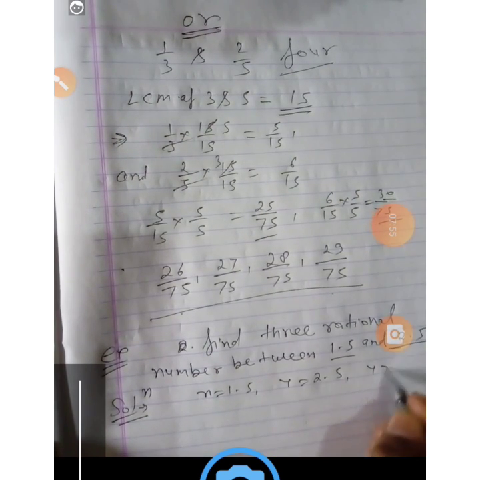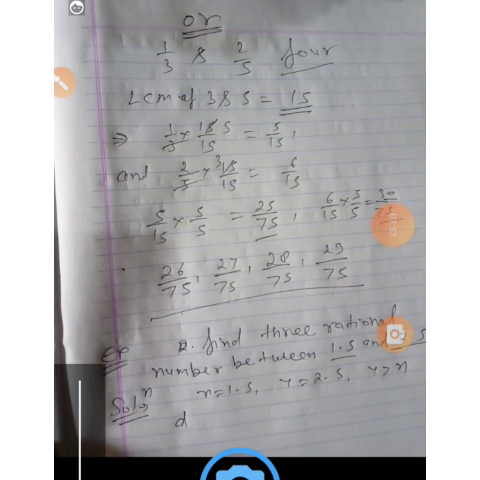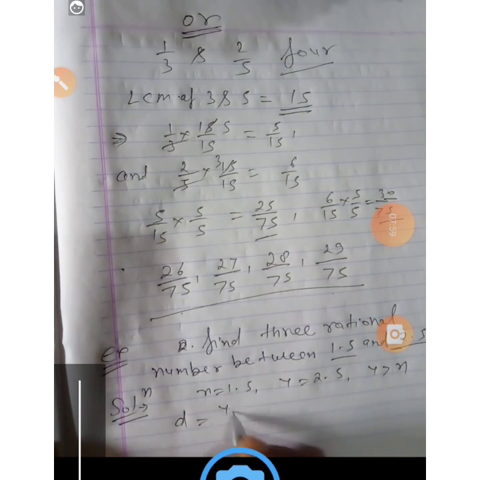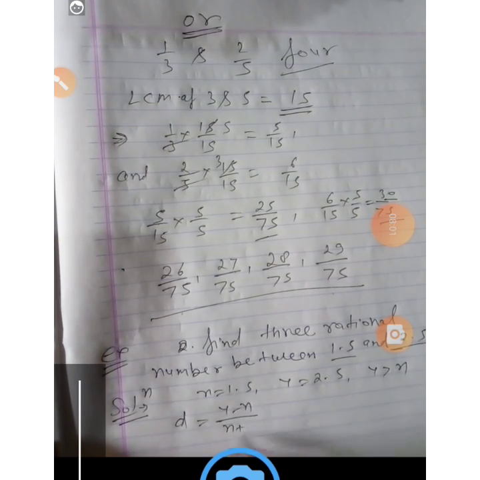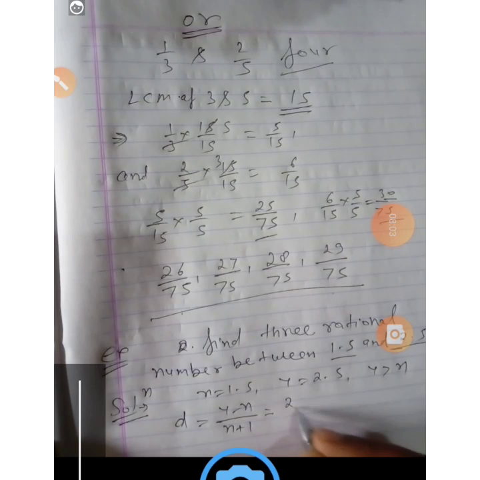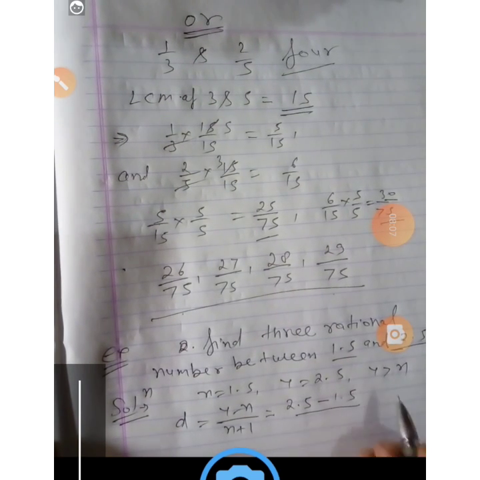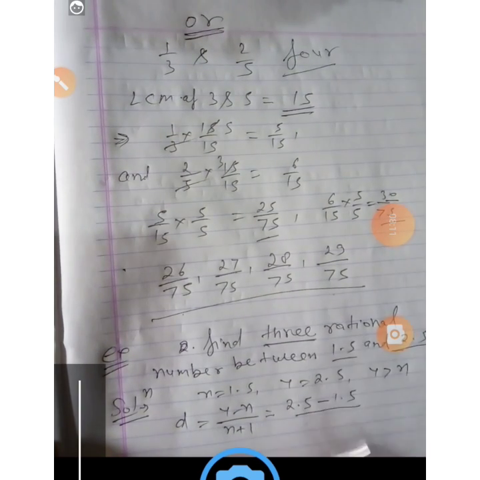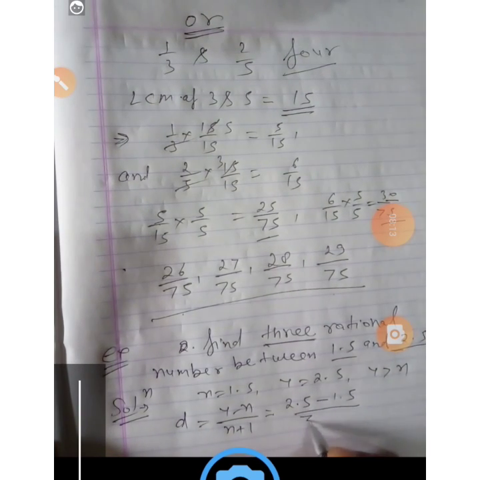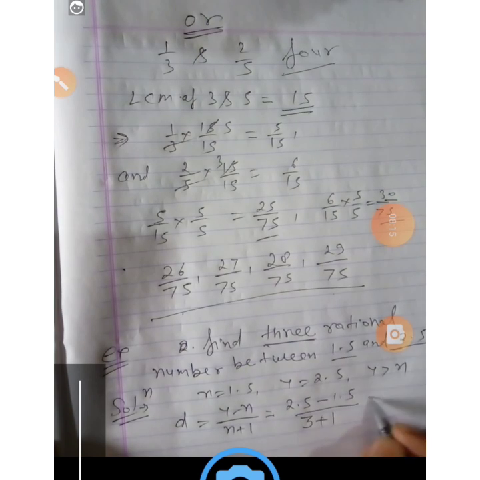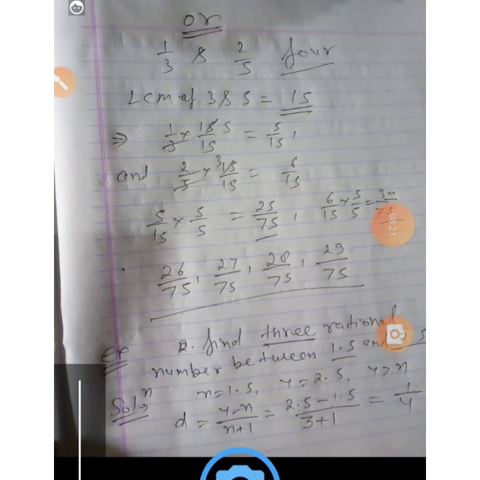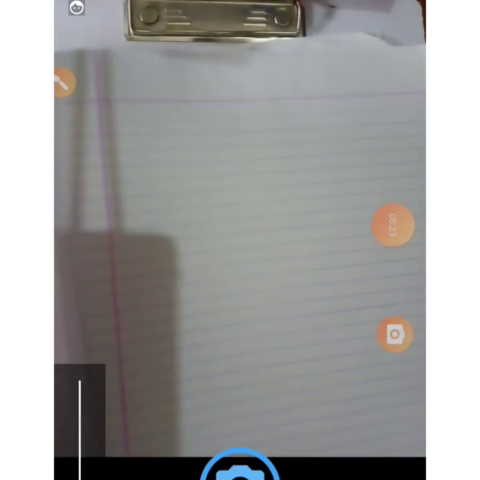Here y is greater than x, so we take the value of d as y minus x by n plus 1. Here the value of y is 2.5 and the value of x is 1.5, and n is the number of terms we want, three rational numbers, so n is 3 plus 1. After subtraction, 1 by 4. This is the value of d.